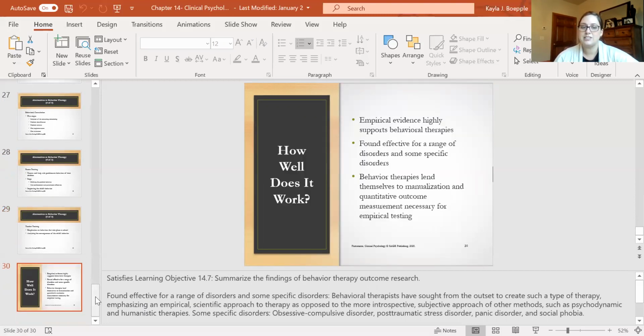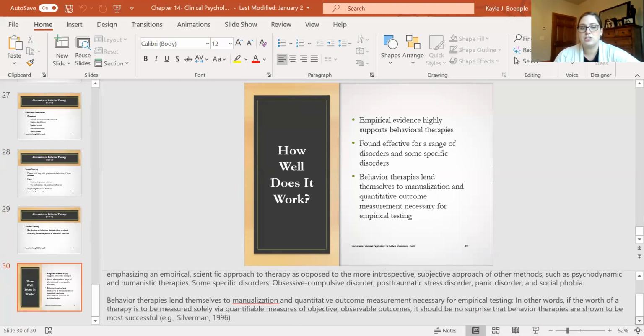Well, and how well does this type of therapy work? Well, empirical evidence highly supports behavioral therapies. They work pretty well, especially depending on what type of issue or problem you're having. They have been found effective for a range of disorders and some specific disorders. Some of these specific disorders are going to be OCD, PTSD, panic disorder, and social phobia.